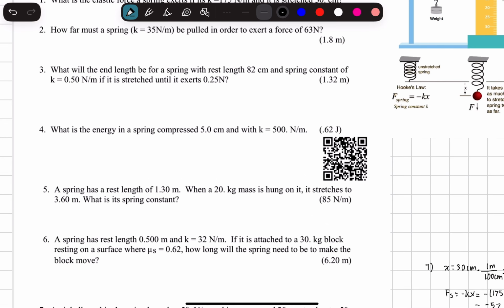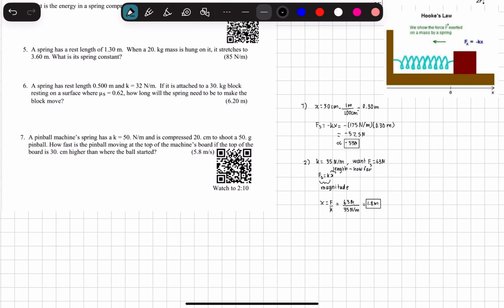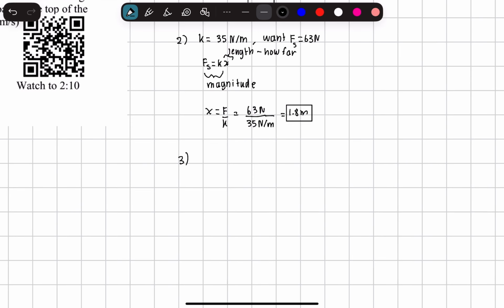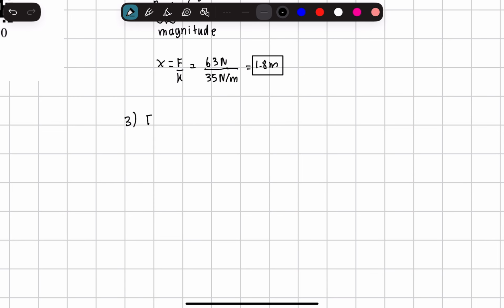Question 3. What will be the end length for a spring with rest length 82 centimeters and a spring constant of k equal to 0.5 newtons per meter if it is stretched until it exerts 0.25 newtons? Let's write that down. What is the final length when stretched until F is equal to 0.25 newtons is what we're trying to find.